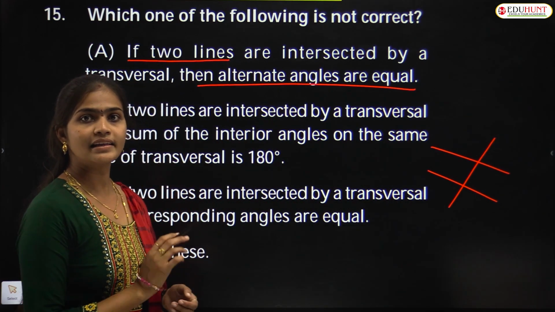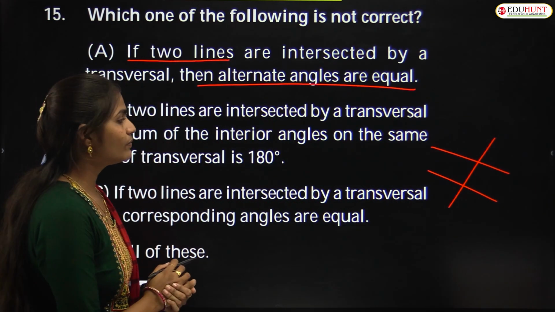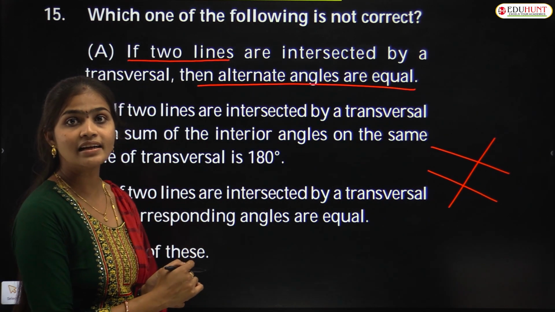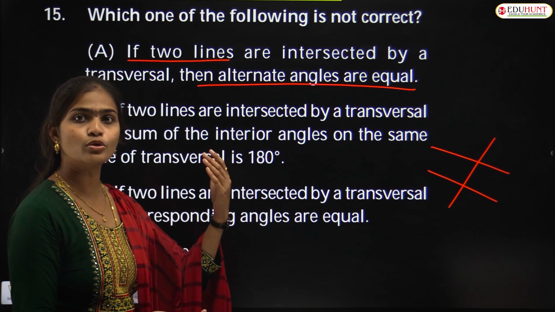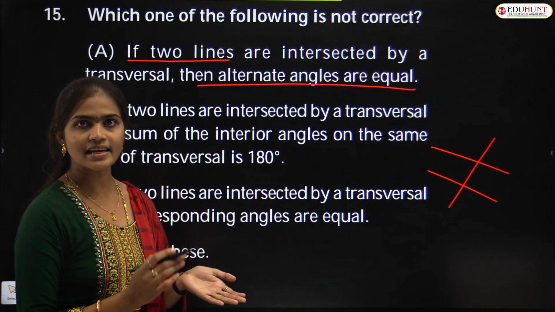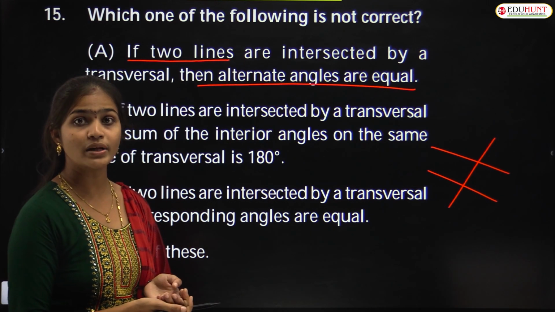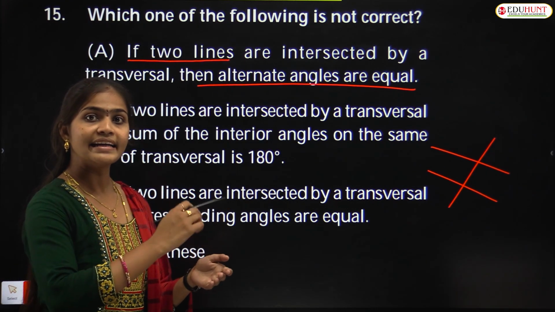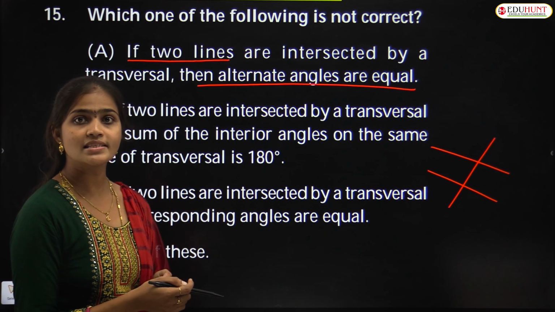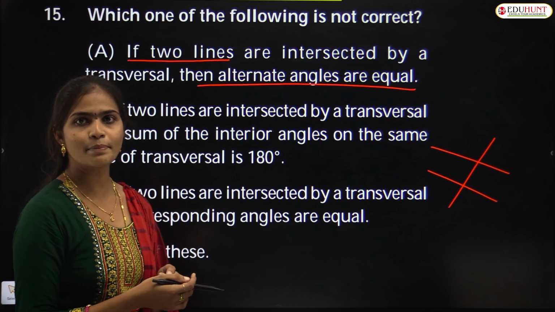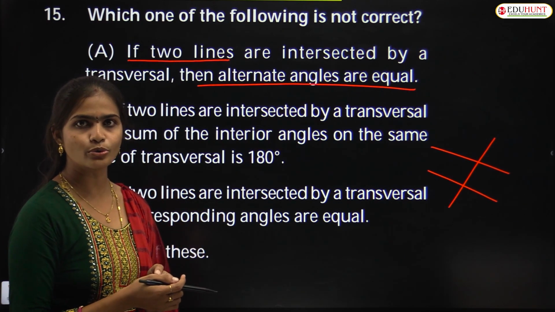Okay, in that theory part we discussed that only if the lines are parallel can we say that alternate angles are equal, either interior or exterior. Alternate interior angles are equal, alternate exterior angles are equal. When is it possible? If the given lines are parallel. Or the converse is also possible: if the alternate interior angles are equal, then the given lines are parallel. That converse is also true here.